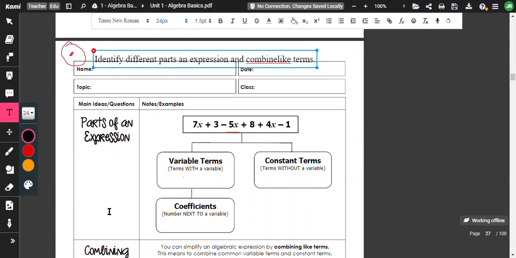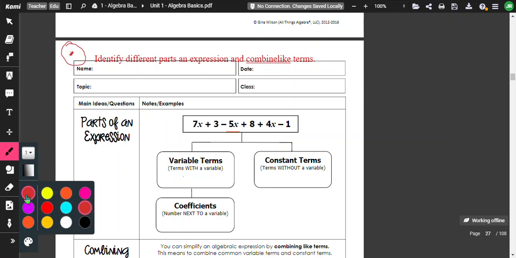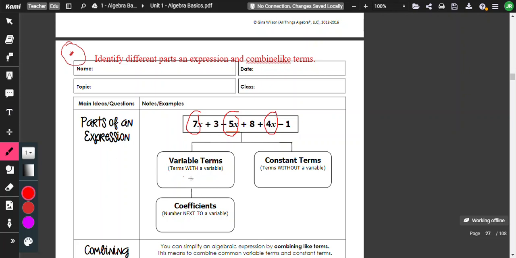So let's look at something that we've looked at before, a mathematical expression right here. You notice that there are different parts to the mathematical expression. See here the parts in red. Right here in red, we have the parts that have the x's. We have a 7x right here. We have a negative 5x right here. We have a 4x. These parts of the terms are what we call the variable terms.